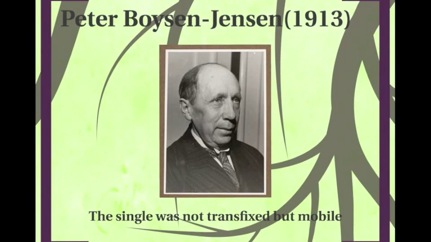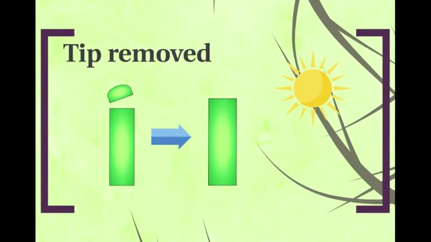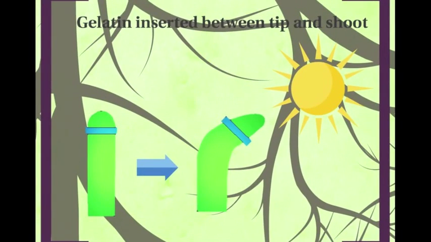As Darwin did, he cut the tips of the coleoptiles and observed that there was no bending towards the light. Next, he inserted a gelatin between the tip and the shoot that prevented cellular contact but allowed chemicals to pass through it. When he did this, he observed that there was positive bending towards the source of light, meaning that the messenger was mobile.